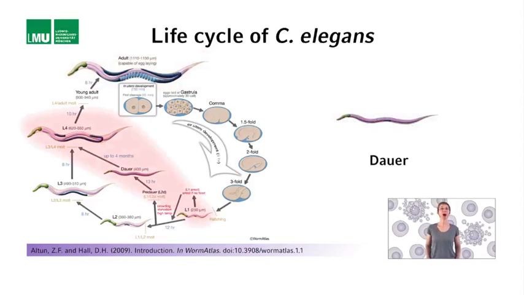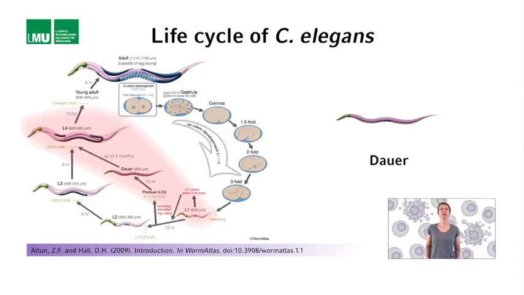This alternative pathway is referred to as the Dauer stage. Dauer comes from the German and means persistent. As Dauer larvae, C. elegans can survive without food and pretty much dehydrated for weeks and months. Once conditions improve, they can quickly enter the normal development and turn into L4 larvae.